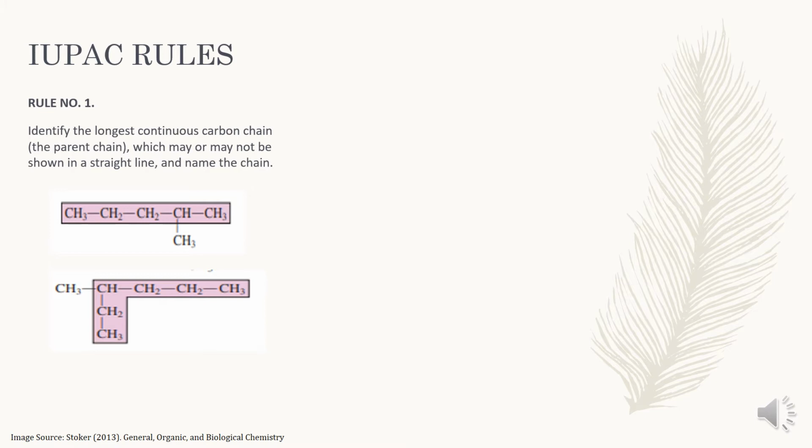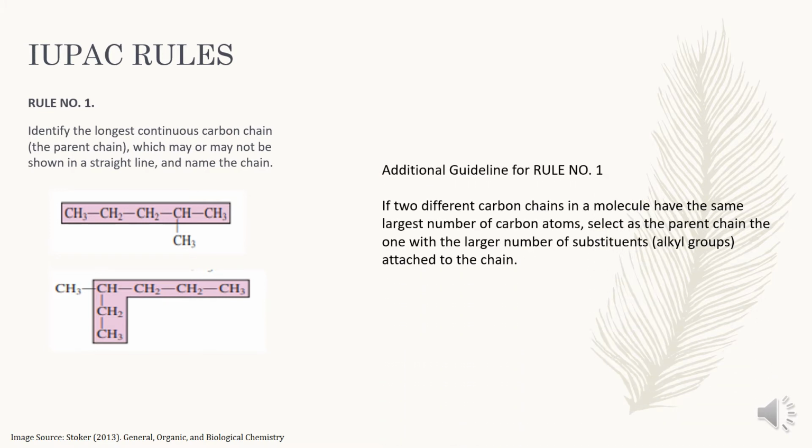For rule number 1, we have an additional guideline. If two different carbon chains in a molecule have the same largest number of carbon atoms, you select as the parent chain the one with the larger number of substituents, or alkyl groups, attached to the chain.